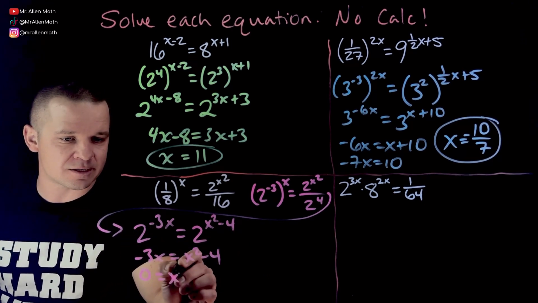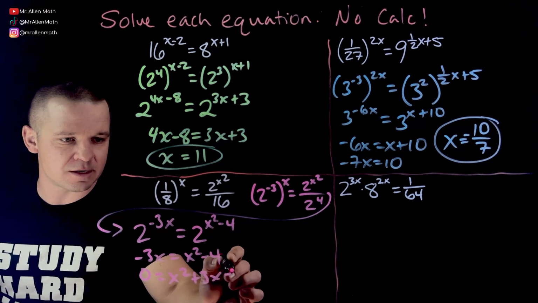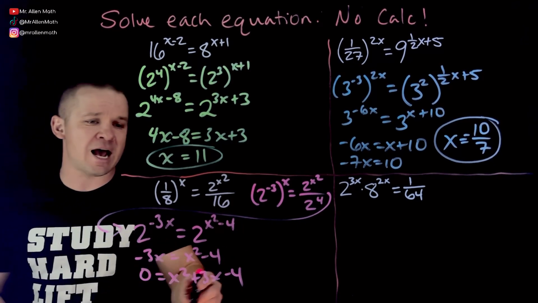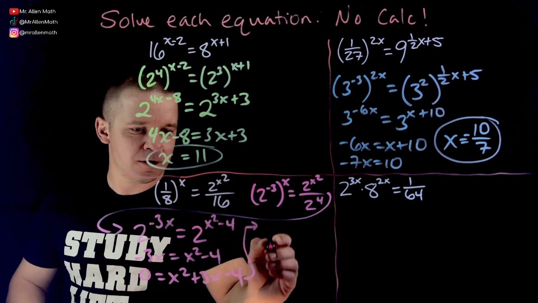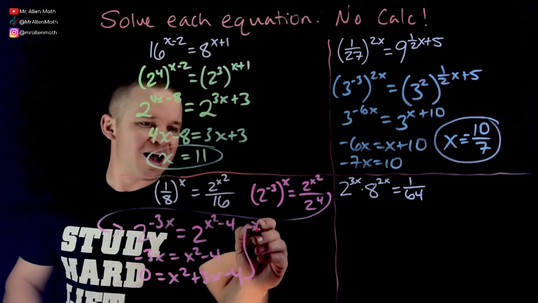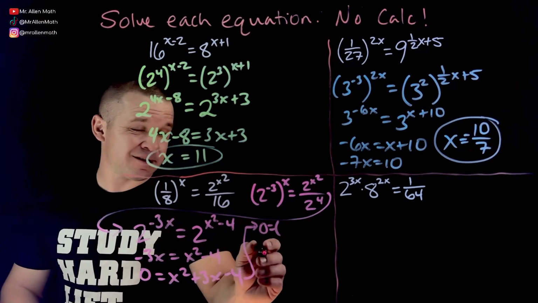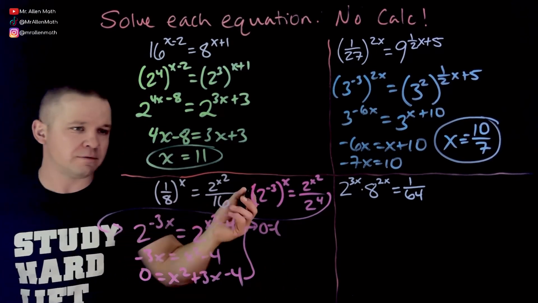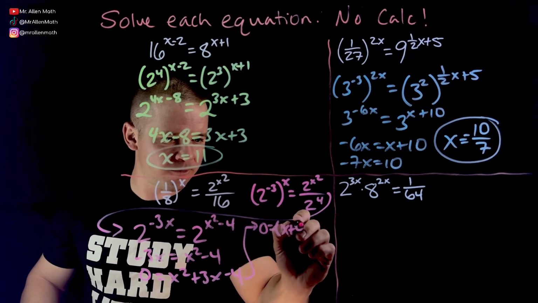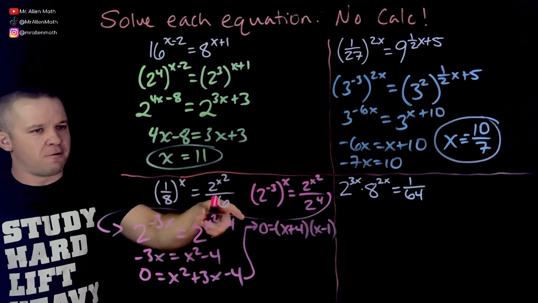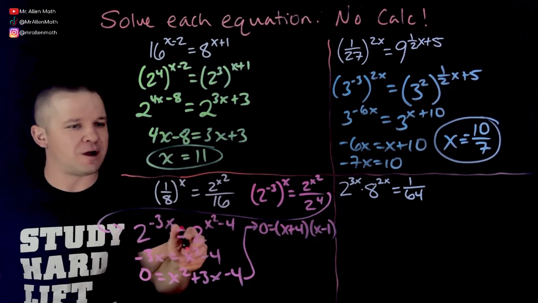0 equals x squared plus 3x minus 4. And now does anything multiply to negative 4 and add to 3? Absolutely it does. I'm going all over the place with some arrows here. We have 0 equals x plus 4, x minus 1. That sounds good. All right, 4 and negative 1 multiplies to negative 4 and adds to 3. A little factoring review there.